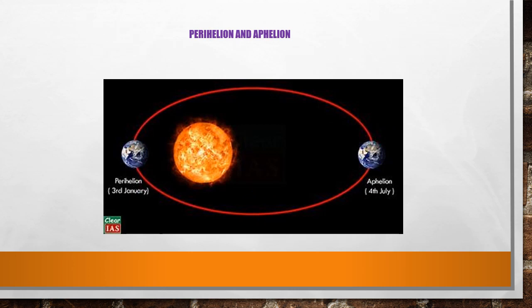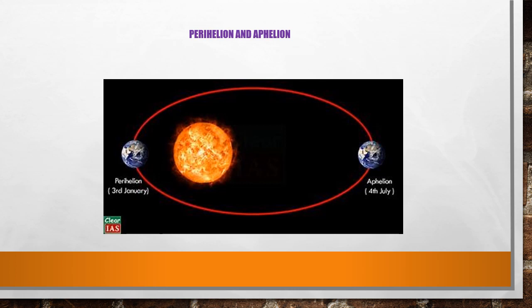So the path along which the Earth travels around the Sun is called the orbit. Now in this diagram, as you can see, the orbit is elliptical or oval in shape. As a result, the distance of the Earth from the Sun changes constantly during its revolution. So there is a phenomenon called perihelion and aphelion.